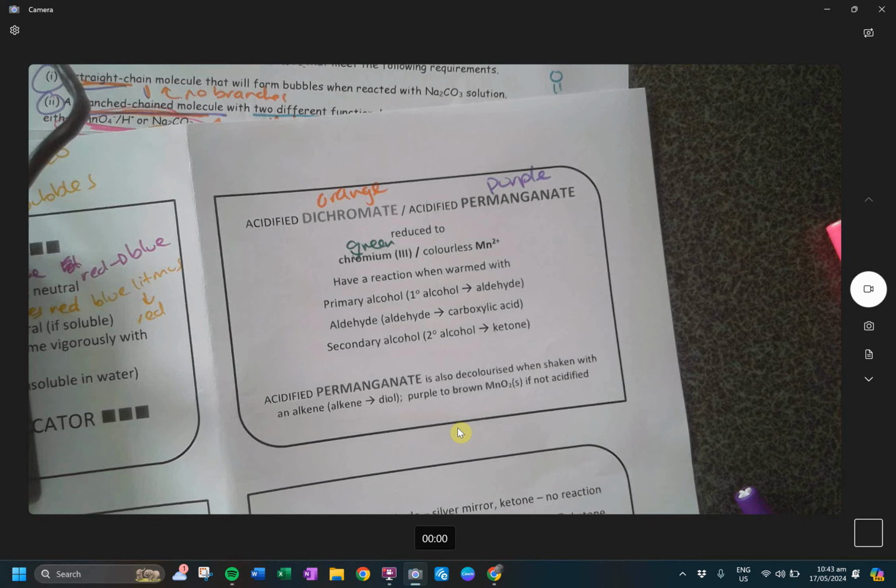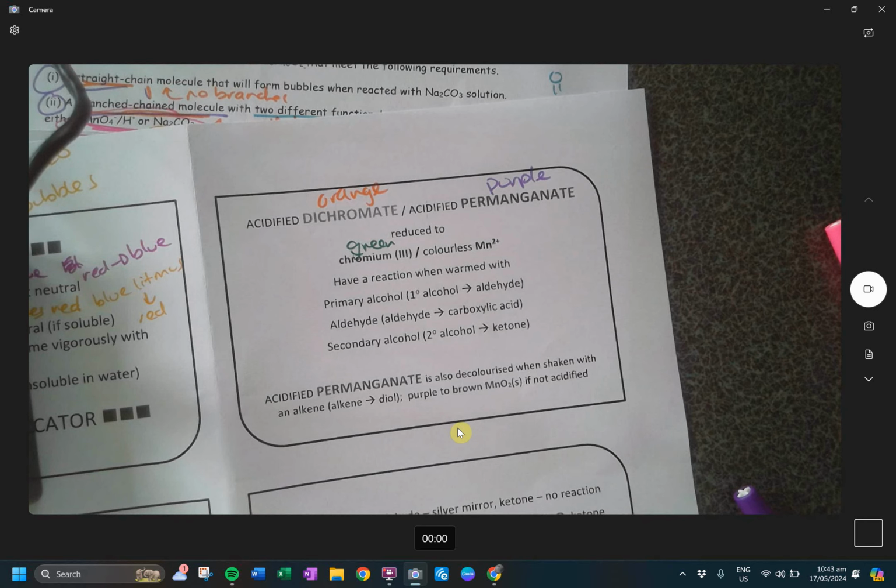So if you guys want to know what the colors are supposed to be on that sheet, I didn't see the point in printing it just for those two things. Just write it. All right.